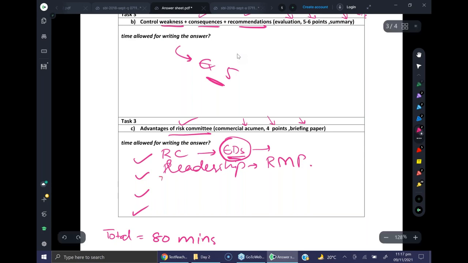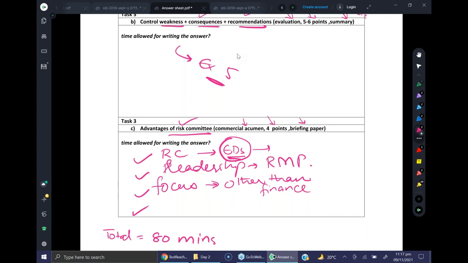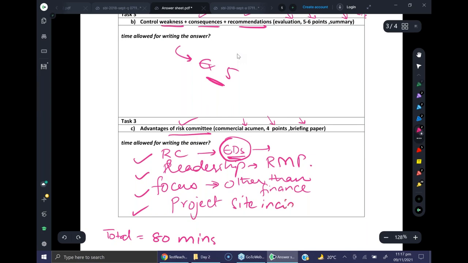If there is a proper risk committee, it will focus on risks other than finance and accounting, because all the people in audit committee are finance people, so they might be overemphasizing audit related and accounting related risk or financial risk, so they might not be able to keep up with operational risks. And one of the problems with the current project site incident shows a lot of mismanagement of risks. So maybe having a risk committee will help identify and take care of these kinds of risks.